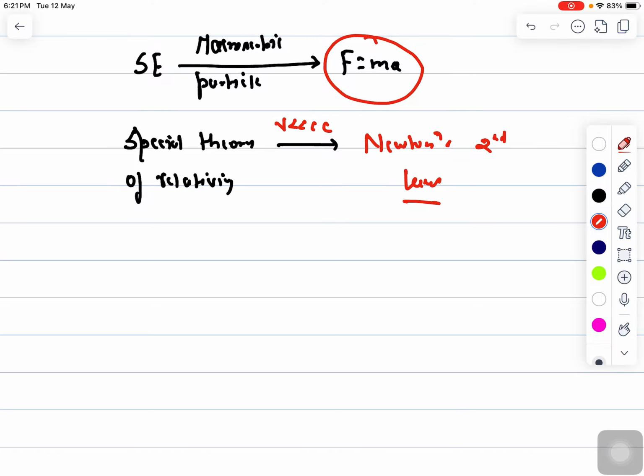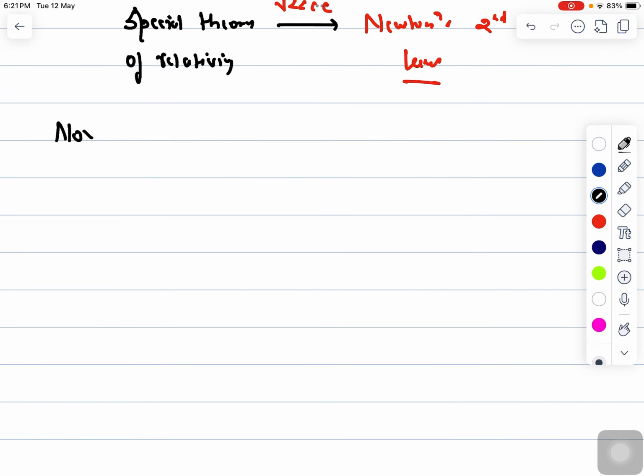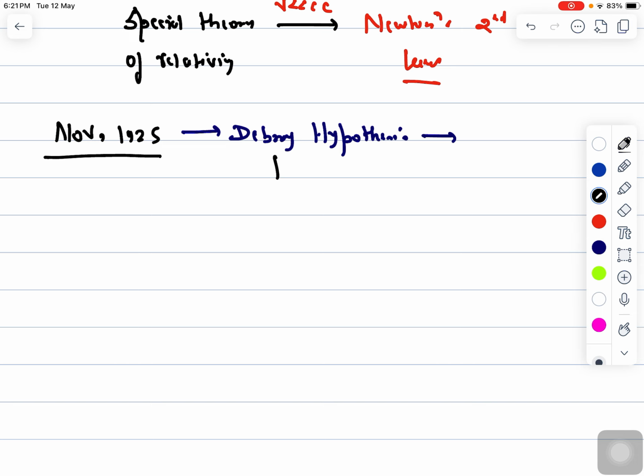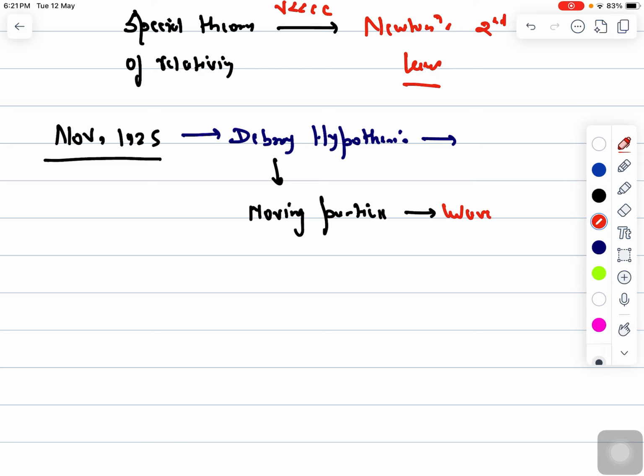In November 1925, Schrodinger was giving a talk on the de Broglie hypothesis, right? This hypothesis basically tells us that a moving particle has wave-like character, right?